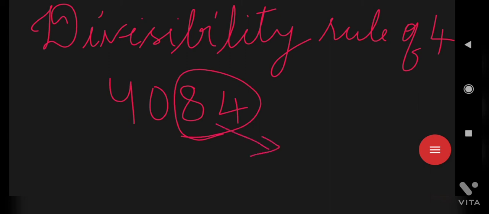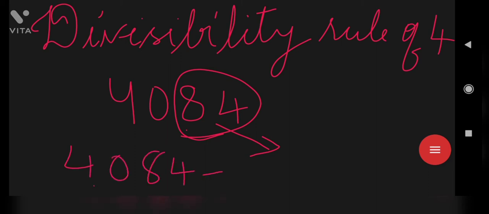Is this a multiple of 4, that is, are these two digits divisible by 4? Then the whole number itself can be divisible by 4. So if you take 84, 4 twos are 8, 4 ones are 4, so the remainder is 0. So the number 4084 is also divisible by 4. This is the divisibility rule for 4.